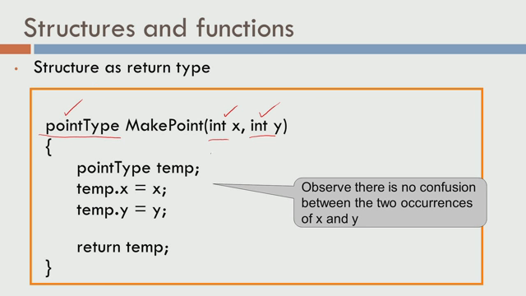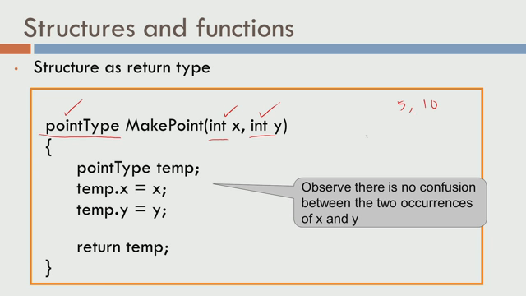So internally we have a declaration called point type temp. This is local to make point, and you change the x member to the integer x that you got and the y member to the integer y that you got. So, let us see how the sequence would have worked. You would have received, let us say, 5 comma 10 as the two integers.